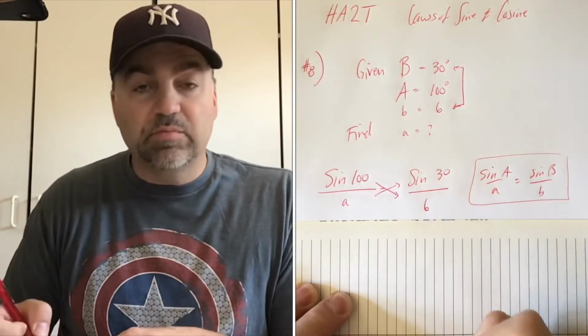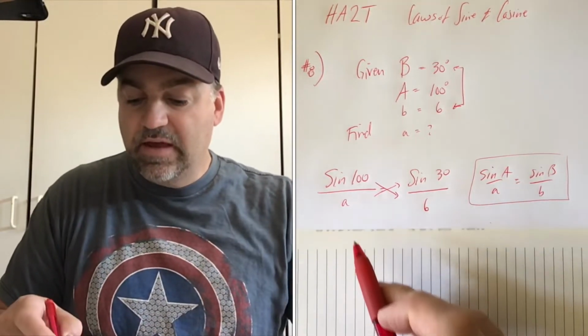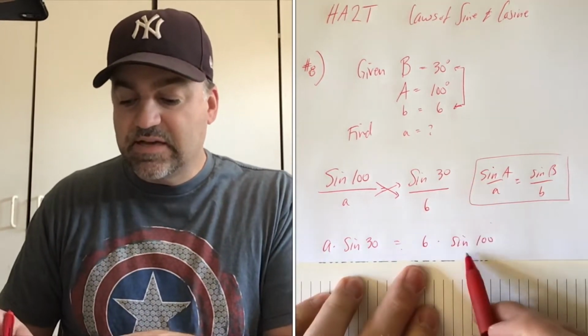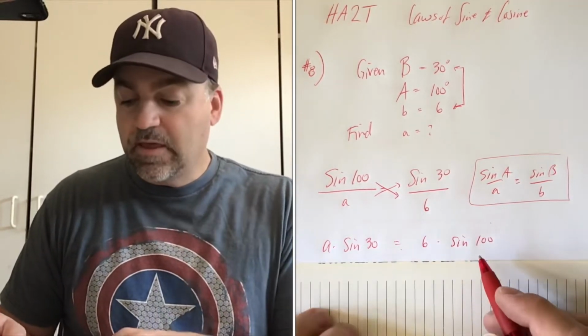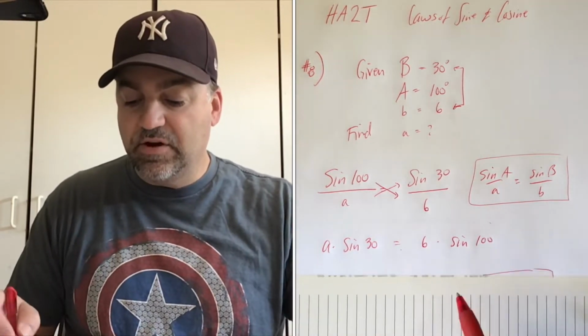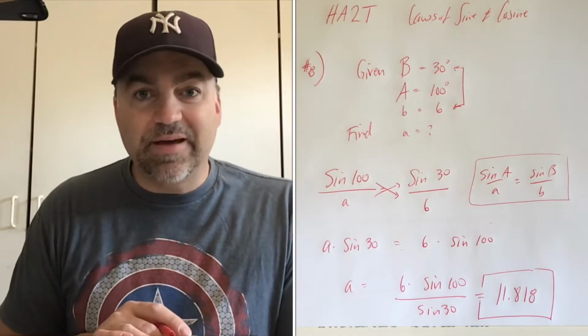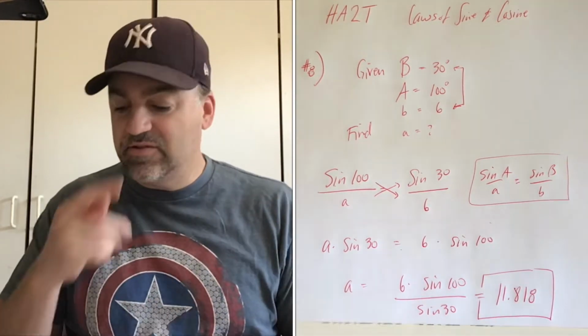So now let's cross multiply, and I'm left with a times sine 30 degrees, and then 6 times sine 100. And if I divide by sine 30 degrees, I get 11.818 is my answer. So hopefully it matches your answer.